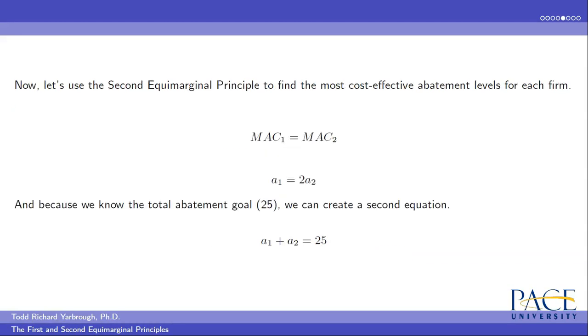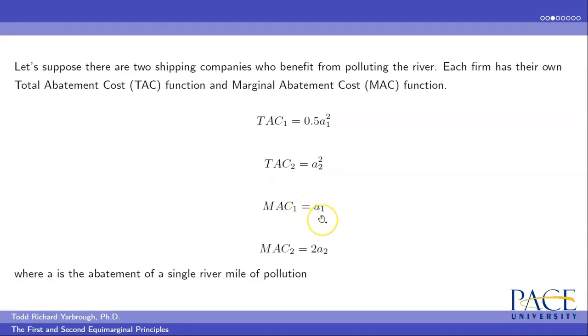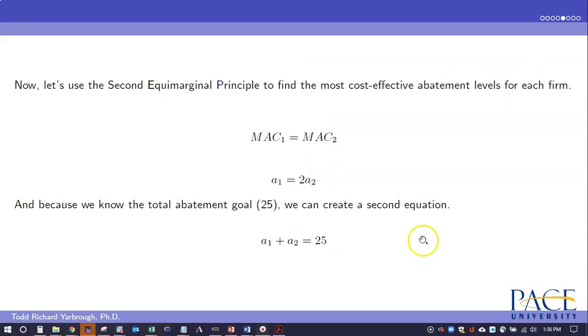Now, what we're going to do is use the second equimarginal principle to find the most cost-effective abatement strategy. So again, we take the marginal abatement cost for firm 1, we set it equal to the marginal abatement cost for firm 2, and that's this right here. Again, we can see marginal cost for firm 1 is just the abatement level for firm 1, and the marginal abatement cost for firm 2 is 2 times their abatement level.